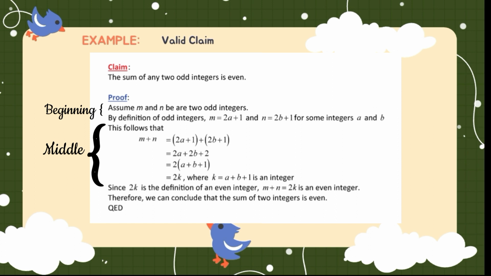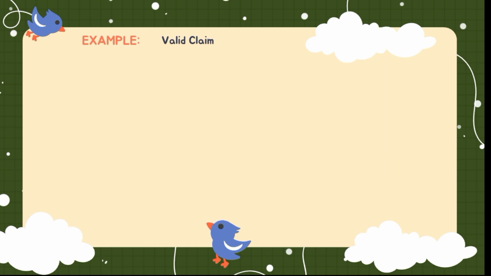Since 2k is the definition of an even integer, wherein any integer substituted to the variable k, the result will always be an even number, then m plus n is equal to 2k, an even integer. Therefore, we can conclude that the sum of two odd integers is even.